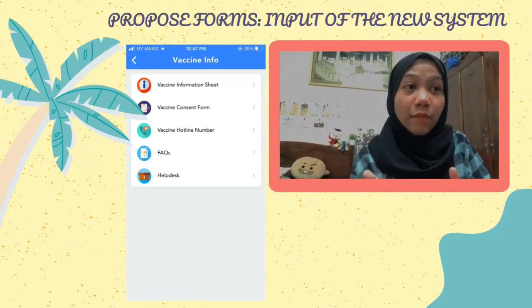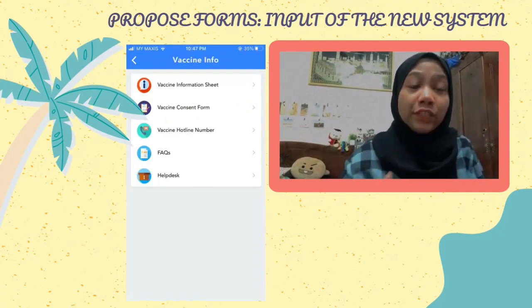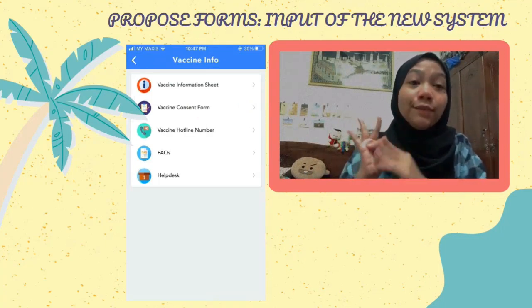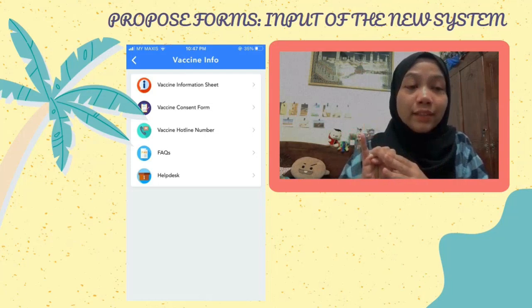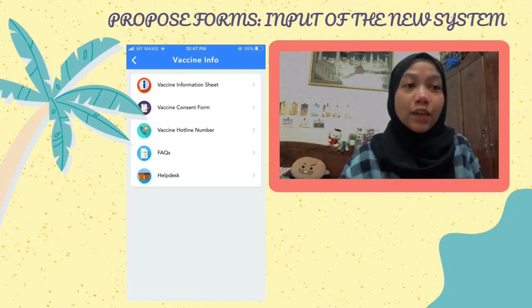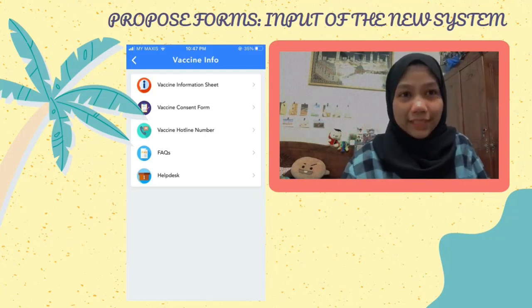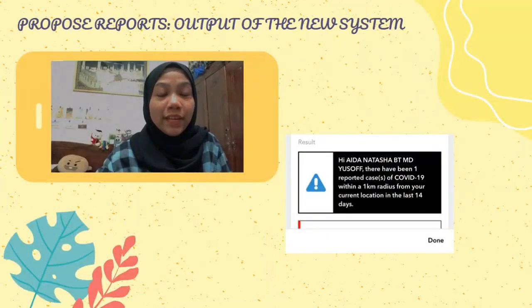The user also might be able to check the COVID-19 vaccine information feature, which has a vaccine information sheet, vaccine consent form, vaccine hotline number, frequently asked questions, and help desk in order for them to know more about vaccination. So the next one is the output of the new system.